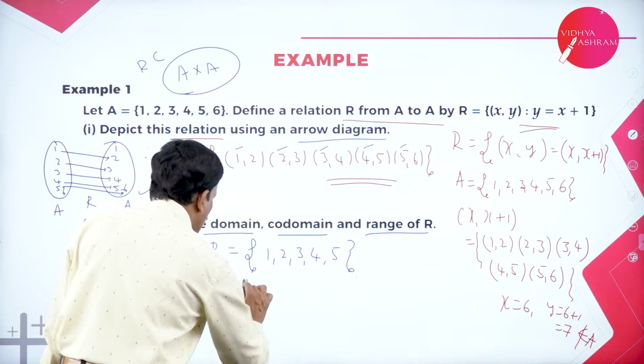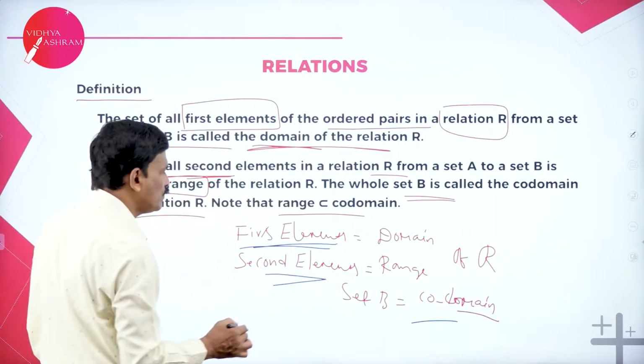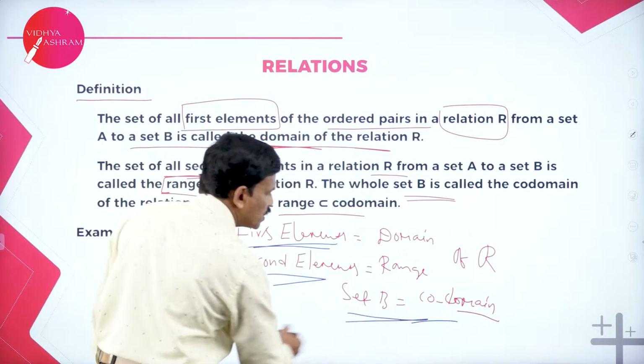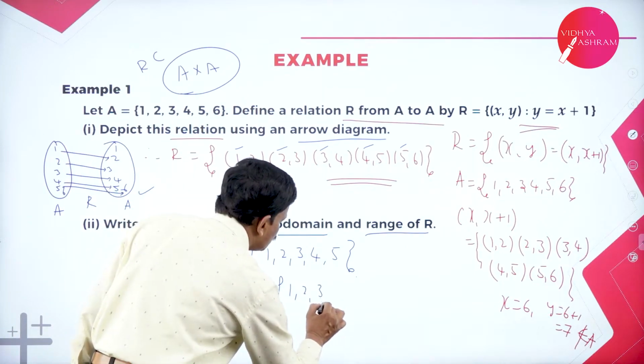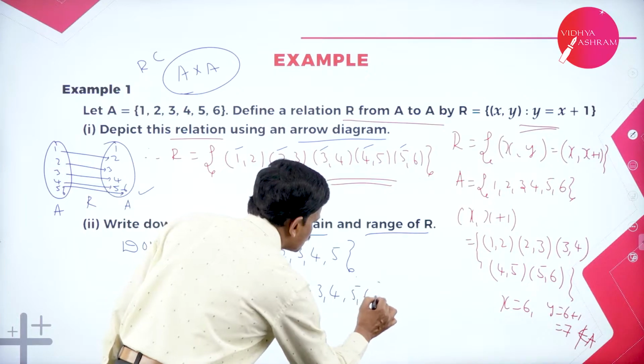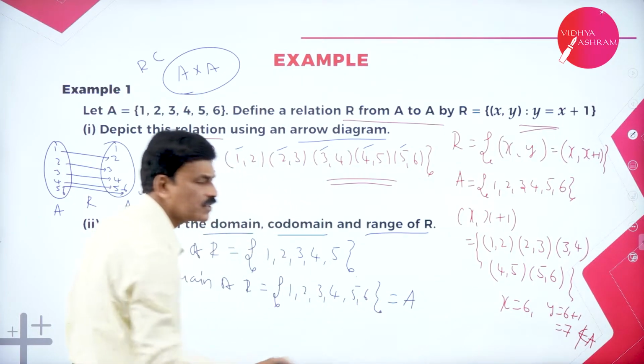Next, codomain. Codomain of R is nothing but, what is the definition? The codomain is nothing but the set B, the second set itself. The second set itself is nothing but 1, 2, 3, 4, 5 and 6. That is the set A itself, the codomain.